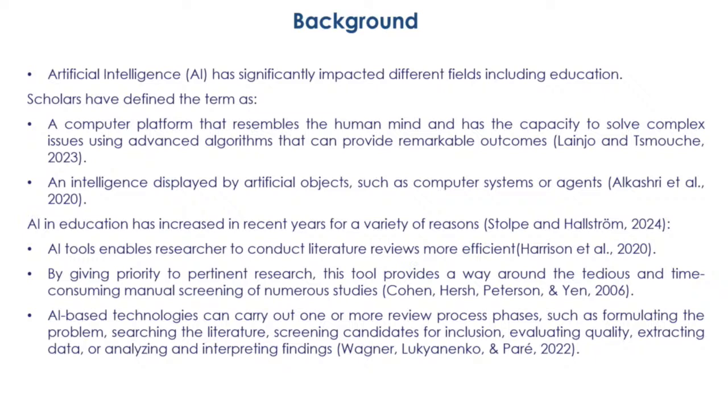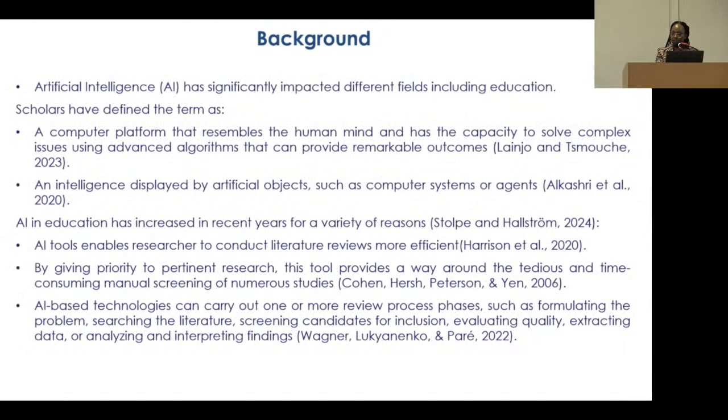We can use AI so that we can conduct our literature reviews. We can also use AI to remedy this tedious, time-consuming process, whereby one could manually go and look at databases or researchers out there. And AI technologies can be used in quite a number of phases: to find a problem, to search literature, and also for inclusion or exclusion criteria.